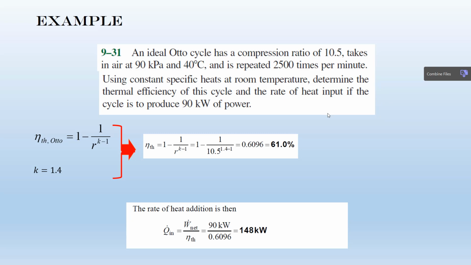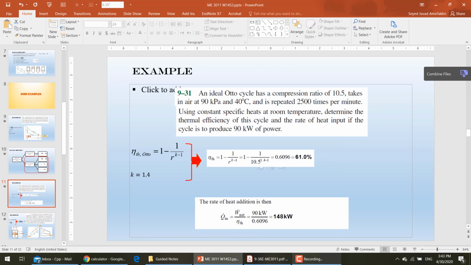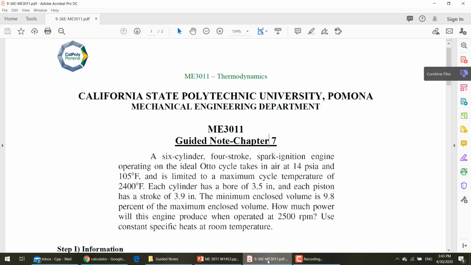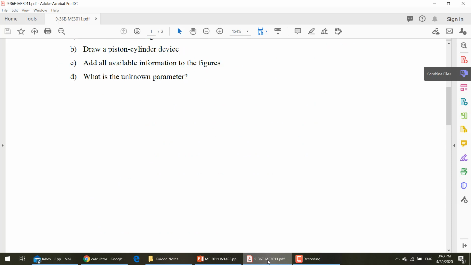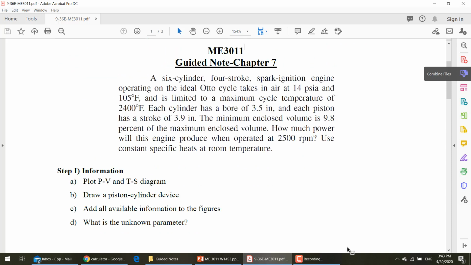Okay, so for the second example, please open the guided note file available on the Blackboard. In this example, there is a problem for a 6-cylinder 4-stroke spark ignition engine. And so we have some information, guys.